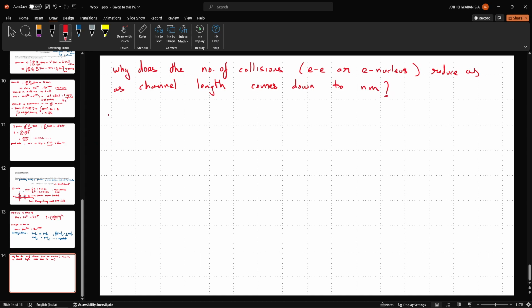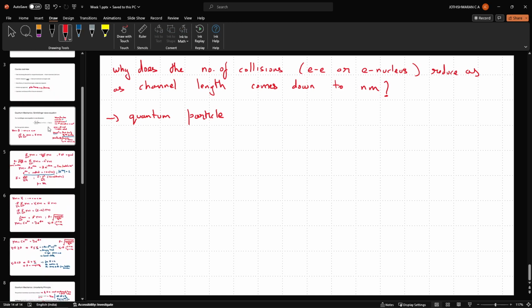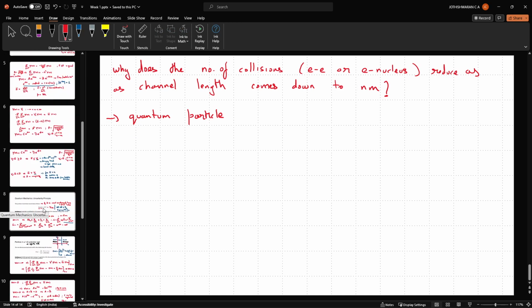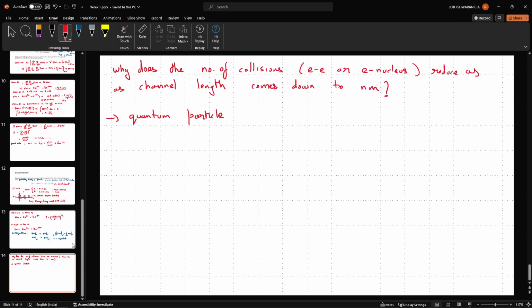So the answer to this can be given in two parts. First and foremost, as we have discussed today, quantum particles, this comes from the Heisenberg uncertainty relation part, which is over here. This implies that they cannot have a fixed value of momentum and position. So quantum particles always fluctuate.